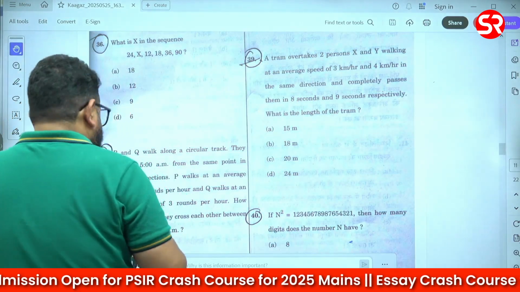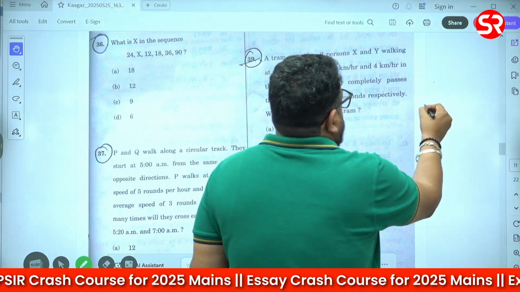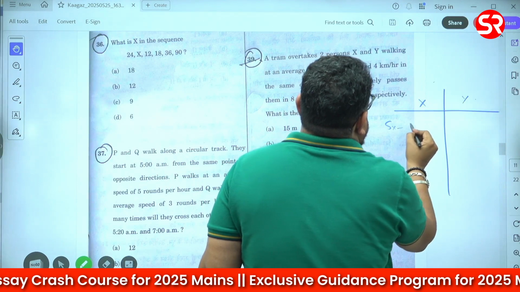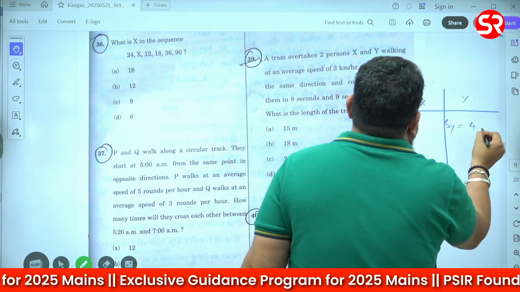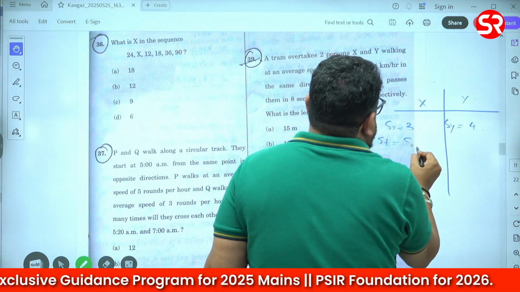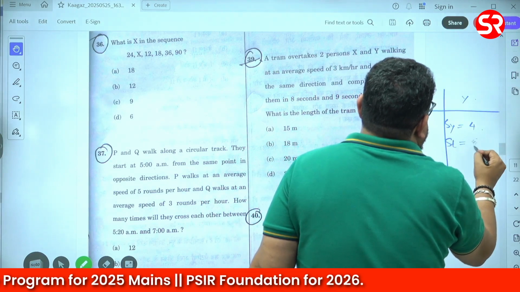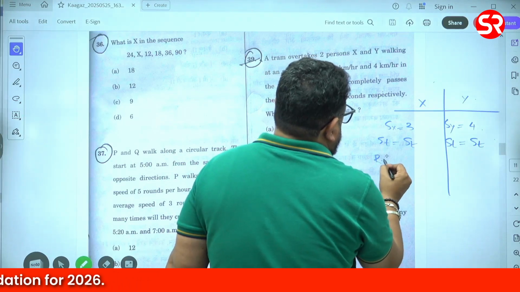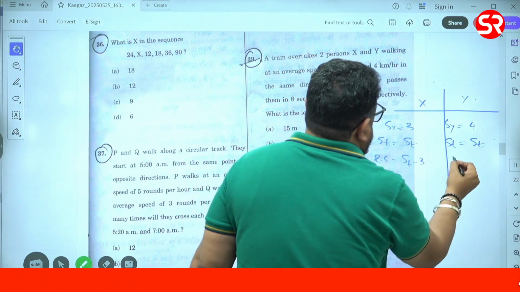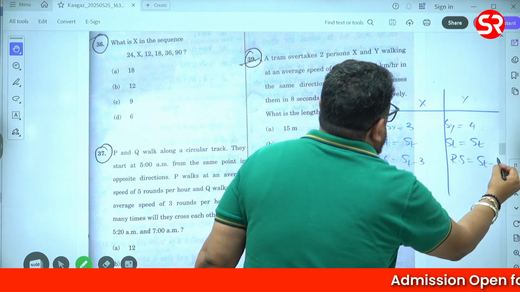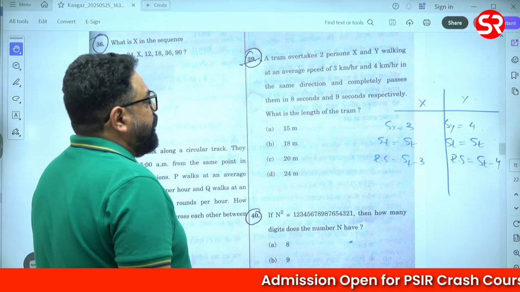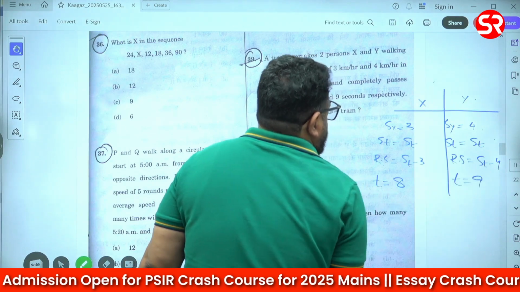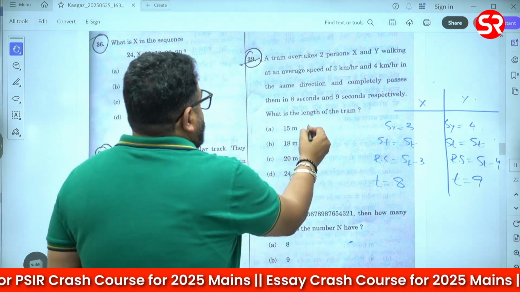I hope you will bear with me on x and y. Speed of x is 3. Speed of y is the speed of the train. Take the speed of the train as st. So in the same direction, the relative speed is st minus 3, and the time here is 8. The time here is 9. Let L be the length of the tram.